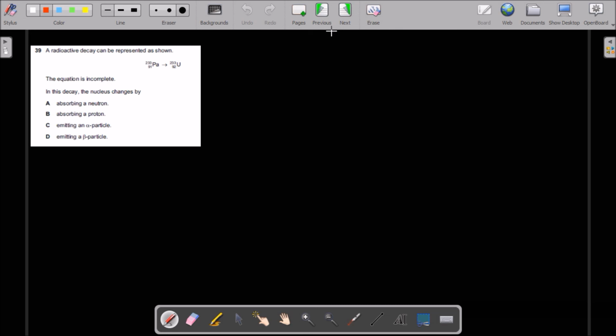Question 39. A radioactive decay can be represented as shown. So this is an equation. Pa 233 91 gives U 233 92 plus 1 particle. We don't know alpha, beta, or gamma. The equation is incomplete. In this decay, the nucleus changes by absorbing a neutron, proton, alpha particle, or emitting beta particle. Okay.